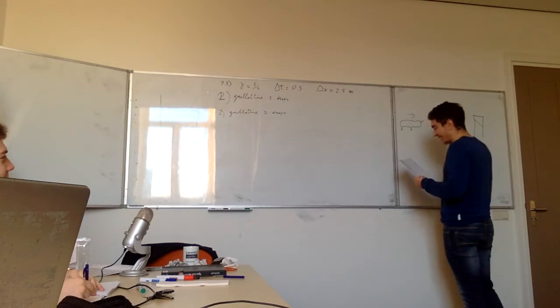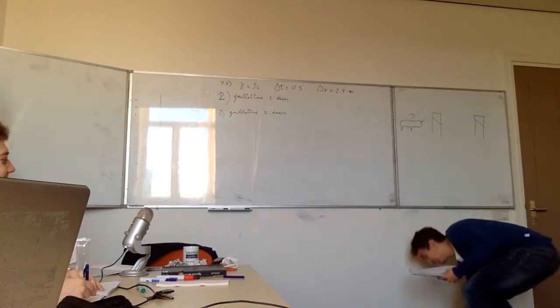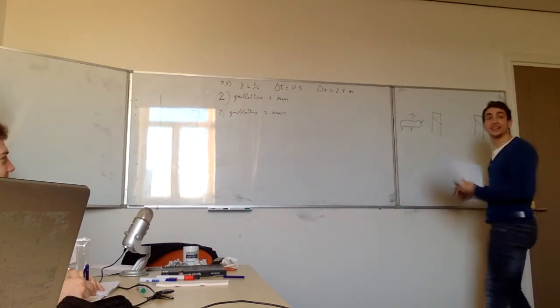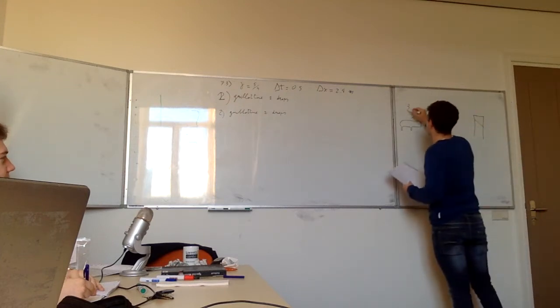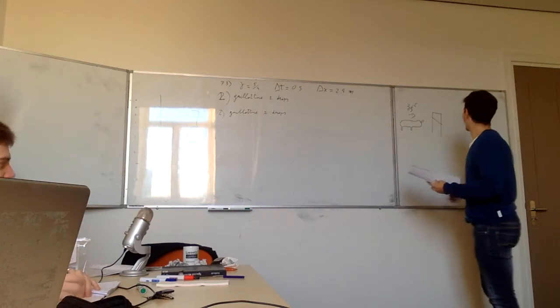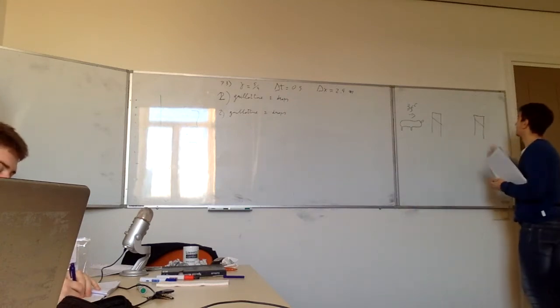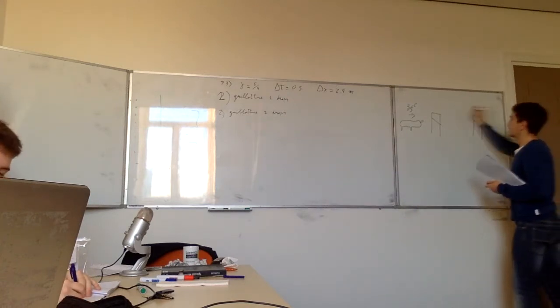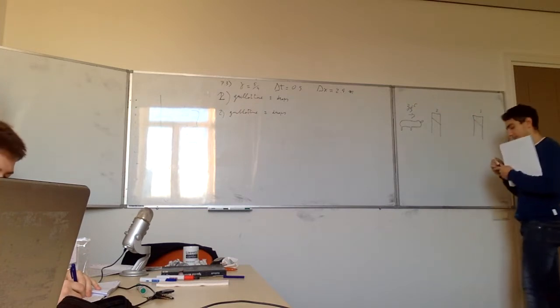What was the velocity again? 3/5 of c. Yes, 3/5 of c. Okay, so this is guillotine 1, and this is guillotine 2. Okay, that's more like it.